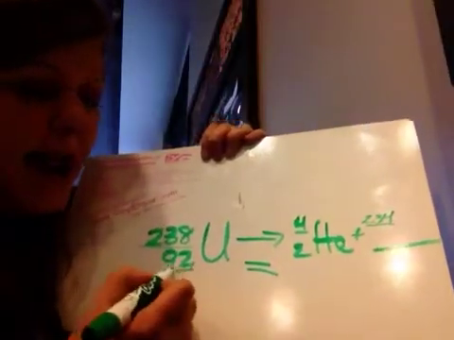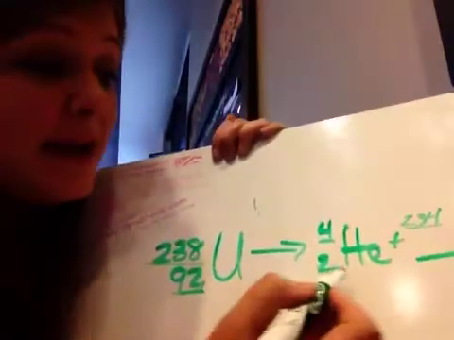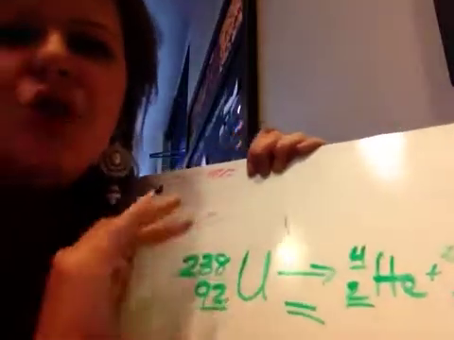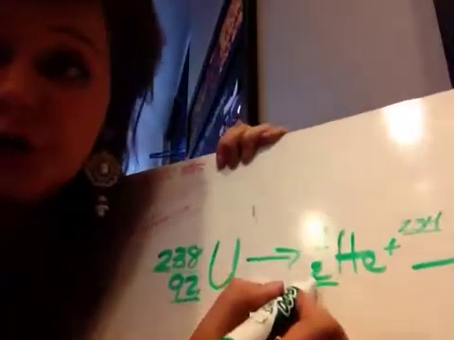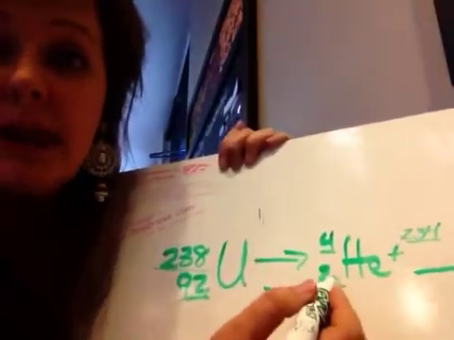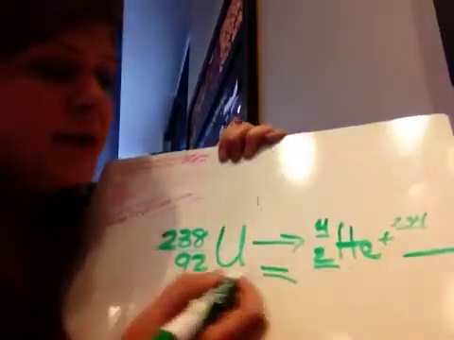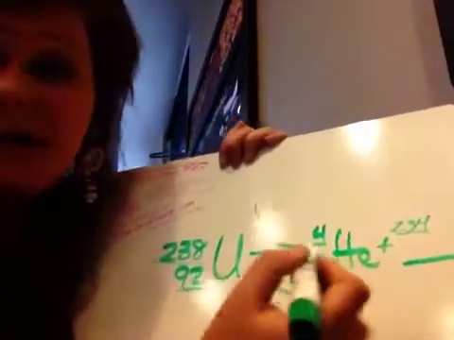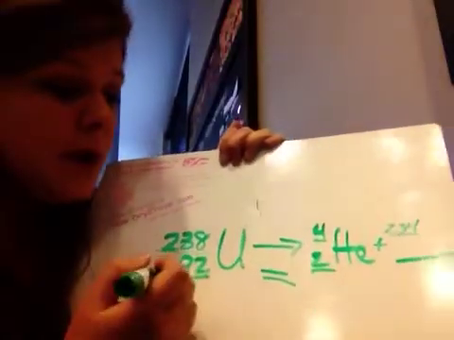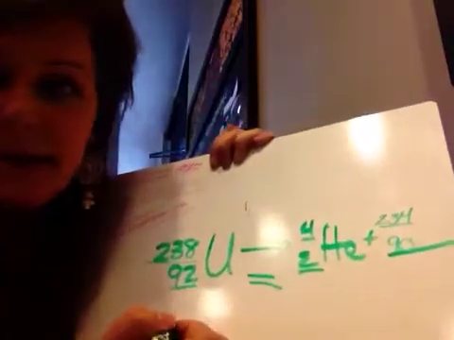And now I had 92 protons over here, but because uranium emitted an alpha particle, it lost 2 of these protons. So it changed into a totally different element because it lost 2 protons by emitting a helium nucleus. So I need to have a total of 92 protons accounted for over here, because I have a total of 92 protons over here. So I need something plus 2 to make 92. So that would be 90.